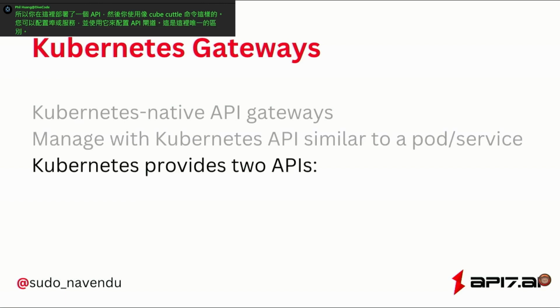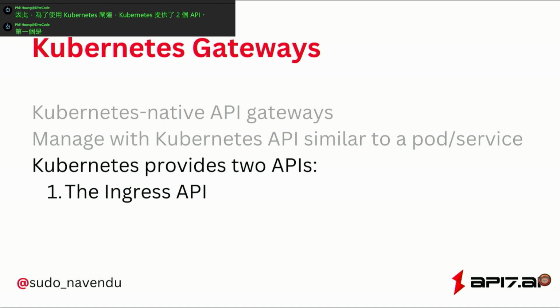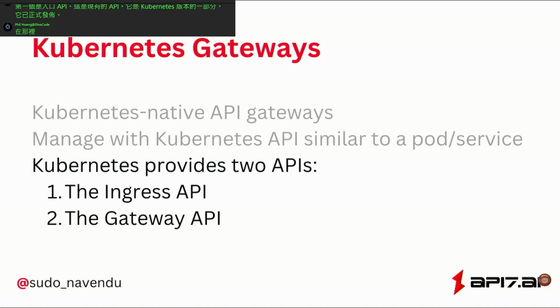So to work with Kubernetes gateways, Kubernetes provides two APIs. The first one is the Ingress API. This is the existing API. It is part of the Kubernetes release. It is generally available. And there is this new API called the Gateway API, which aims to solve a lot of problems with the Ingress API. So these two APIs let you configure a Kubernetes gateway within Kubernetes.